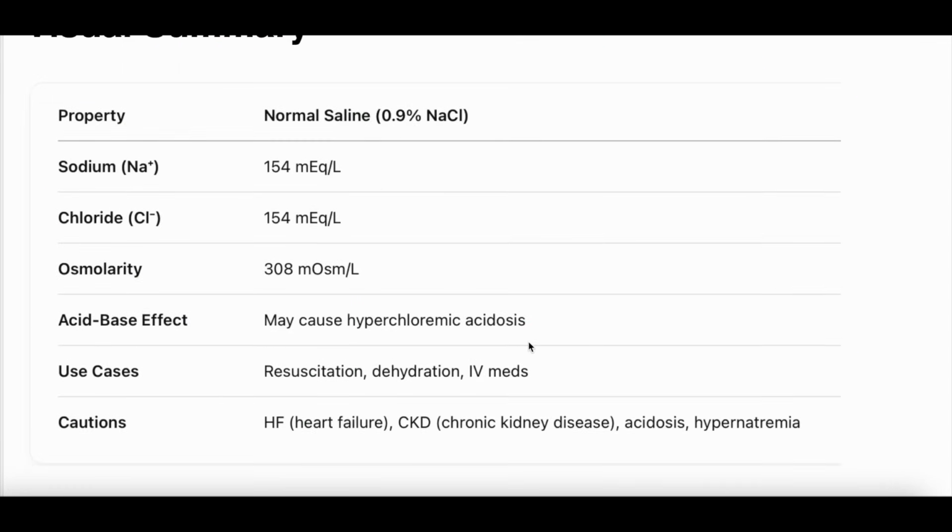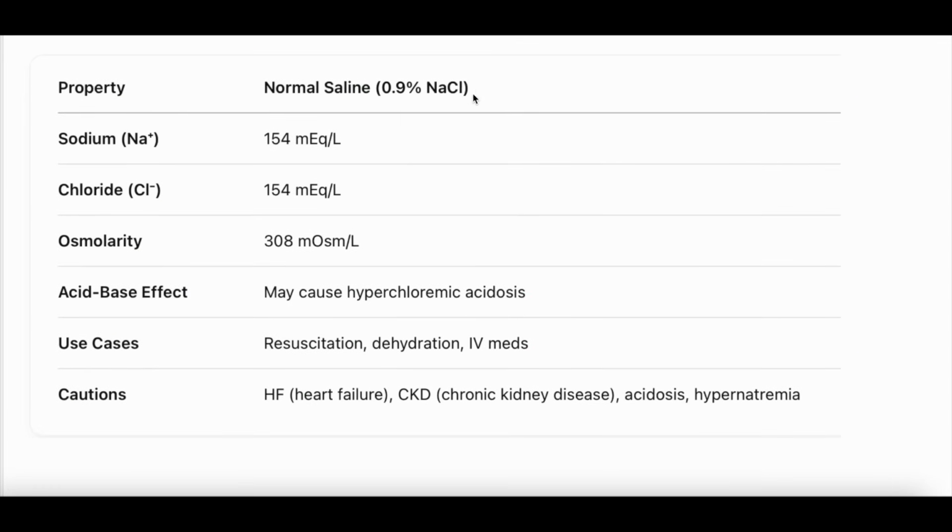If we were to summarize it in chart form, as we've mentioned, this is 0.9% sodium chloride. We've talked about the milliequivalents of sodium and chloride. We talked about how it's hypertonic. We talked about the hyperchloremic metabolic acidosis it can cause. We talked about the indications and then the cautions as well.